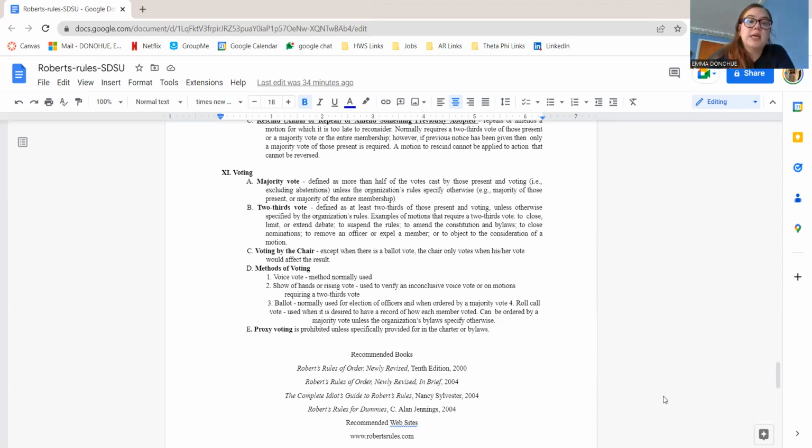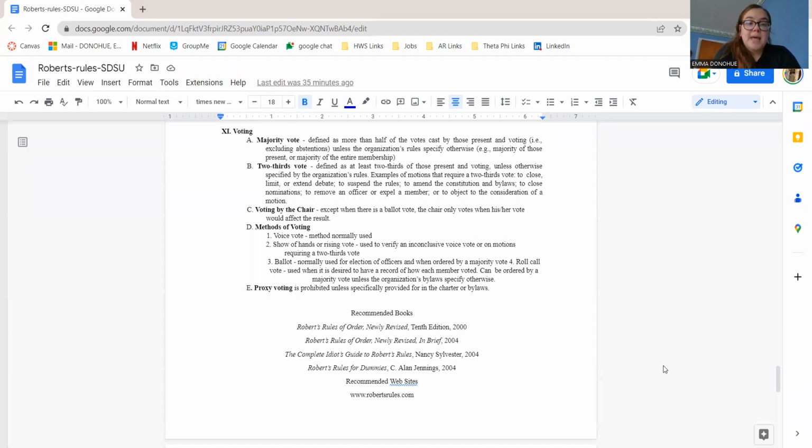There is a 2/3 vote, defined as at least 2/3 of those present voting, unless otherwise specified by the organization's rules. Examples of motions that require a 2/3 vote are to close, to limit or extend a debate, to suspend the rules, to amend the constitution and bylaws, to close nominations, to remove an officer or expel a member, or to object to the consideration of a motion. And there is voting by the chair. Except when there is a ballot vote, the chair only votes when his or her vote would affect the result.